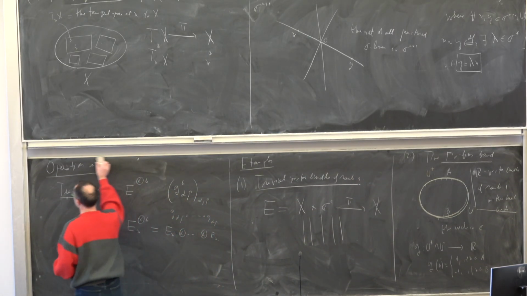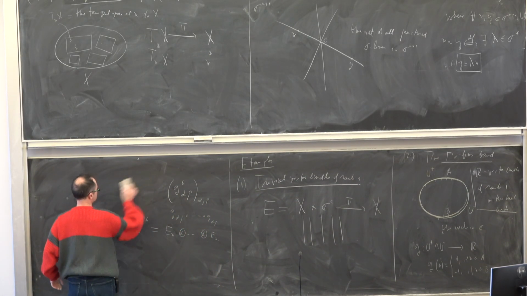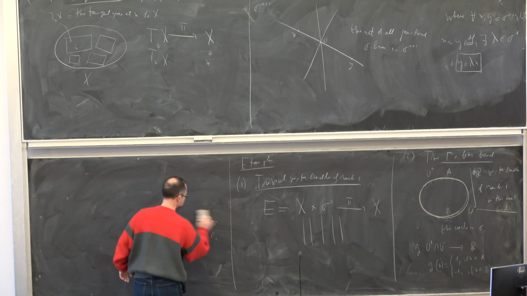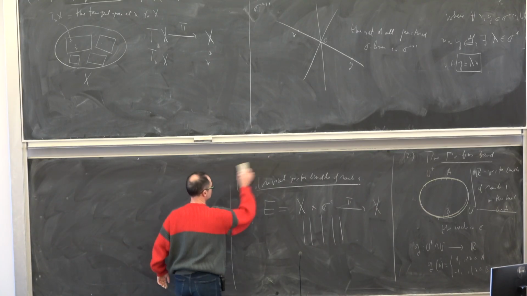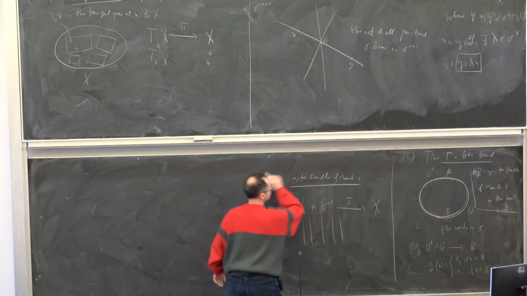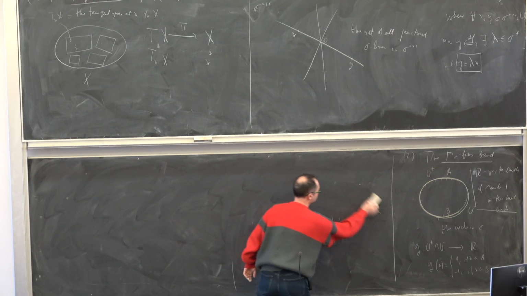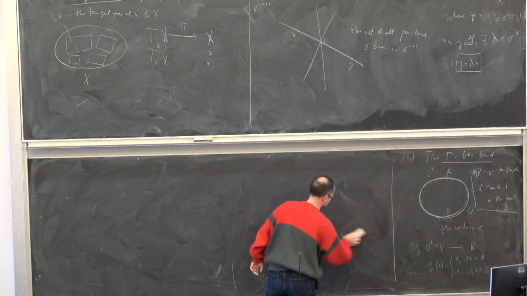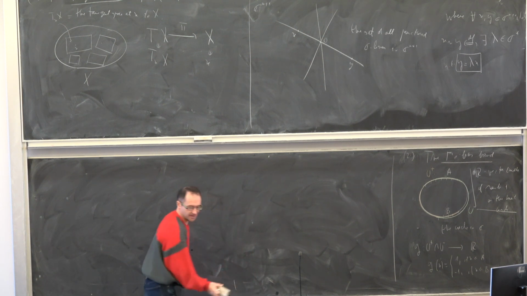So how do you do that? So first you equip it with the structure of a topological space. So you need to define a topology. So this is pretty easy. Which topology do you equip it with? You have a topology downstairs on C^(n+1). So there is a projection map.